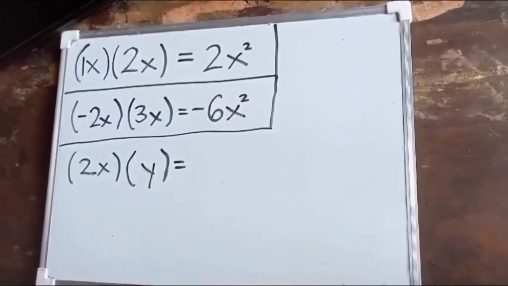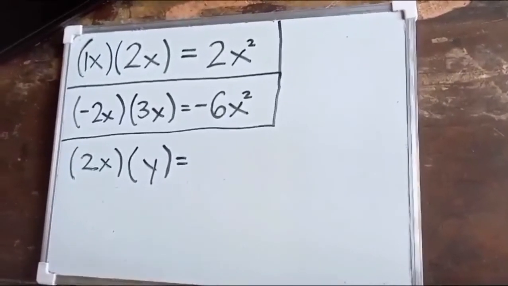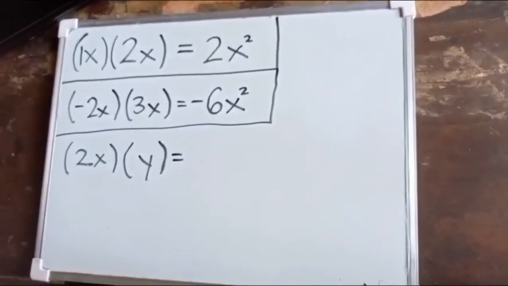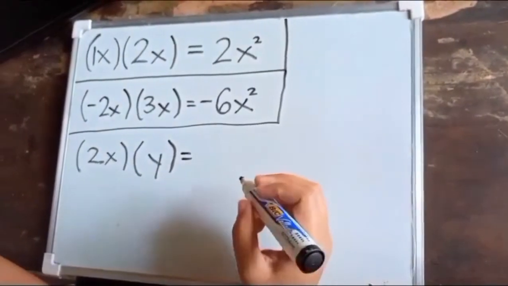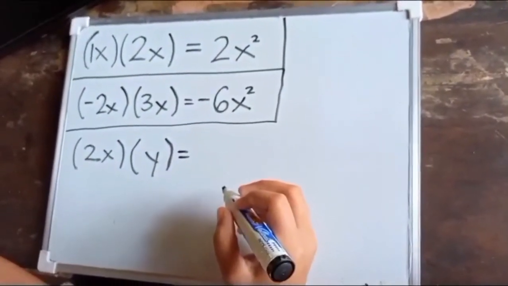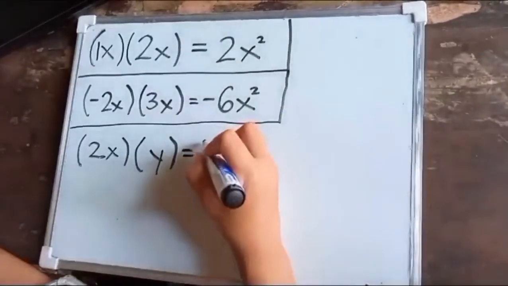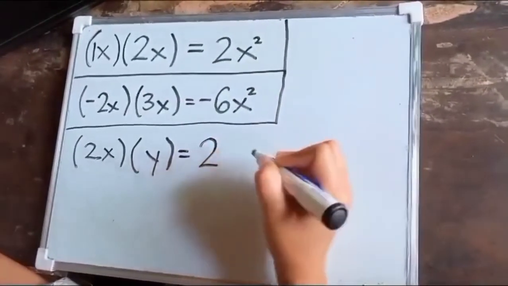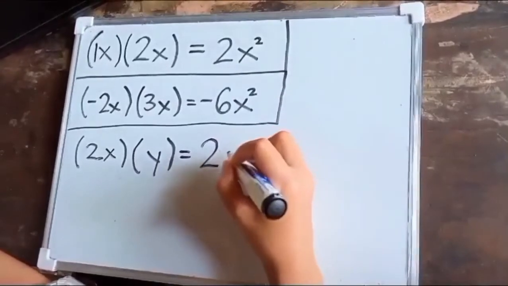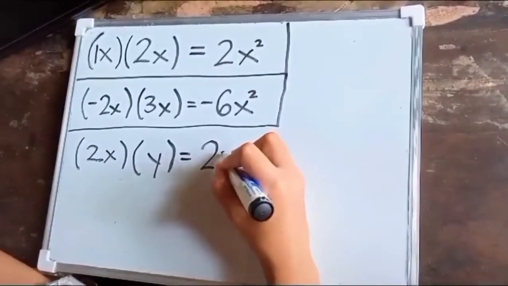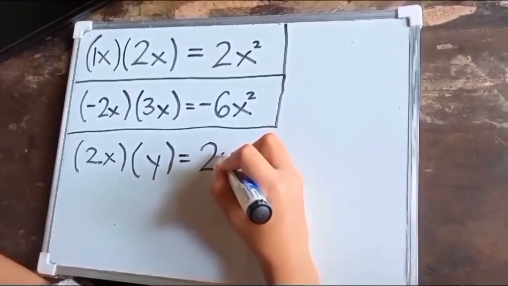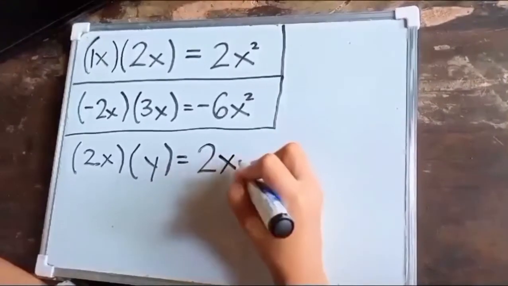Now for the third example, as you can see, we have y, but the numerical coefficient of y is 1. So we have to multiply the numerical coefficients. 2 times 1 will have 2. And as for the variables, we just have to combine them since they are not the same variable. We have x, y. The answer will be 2xy.